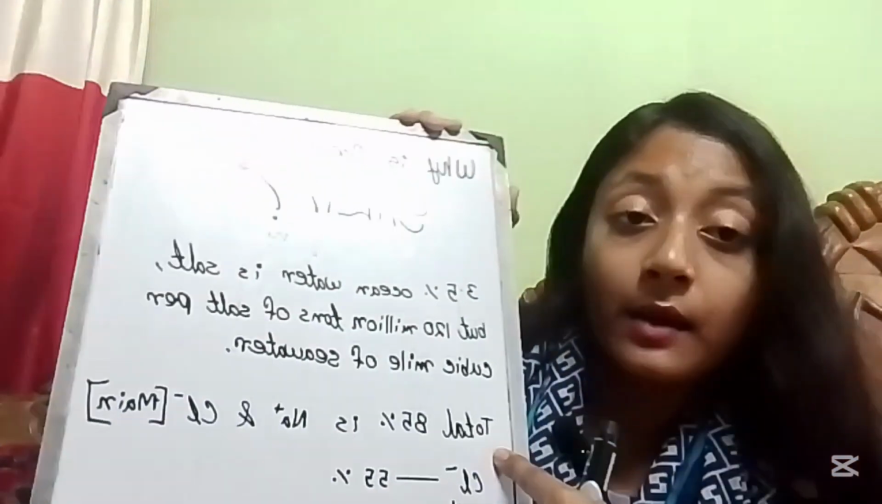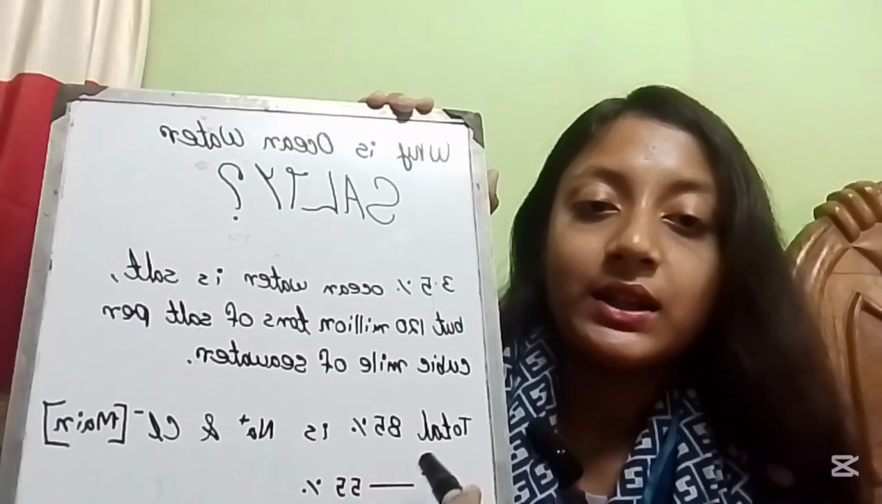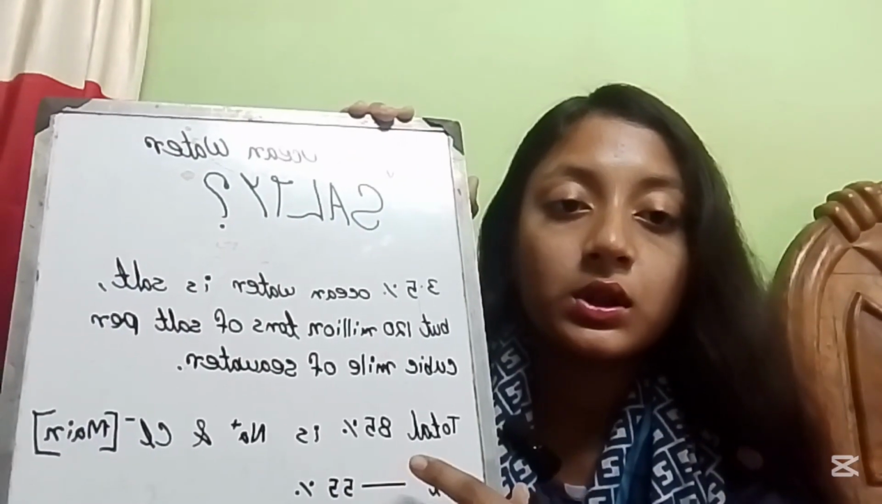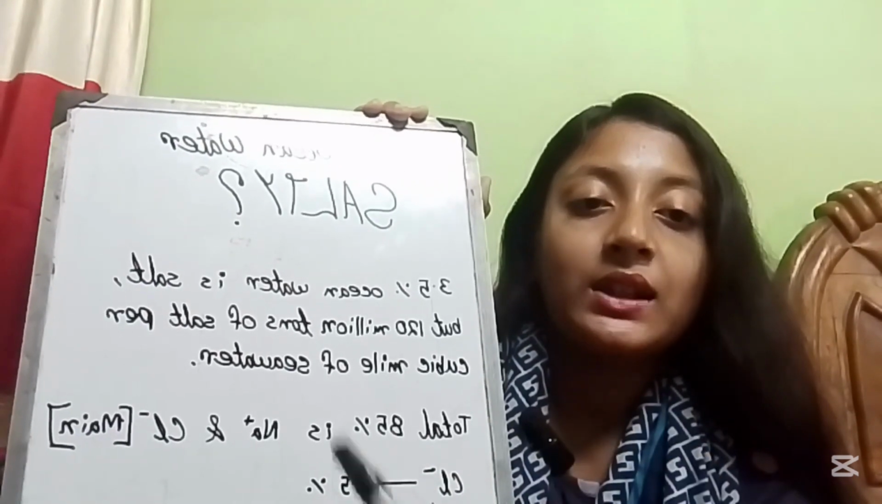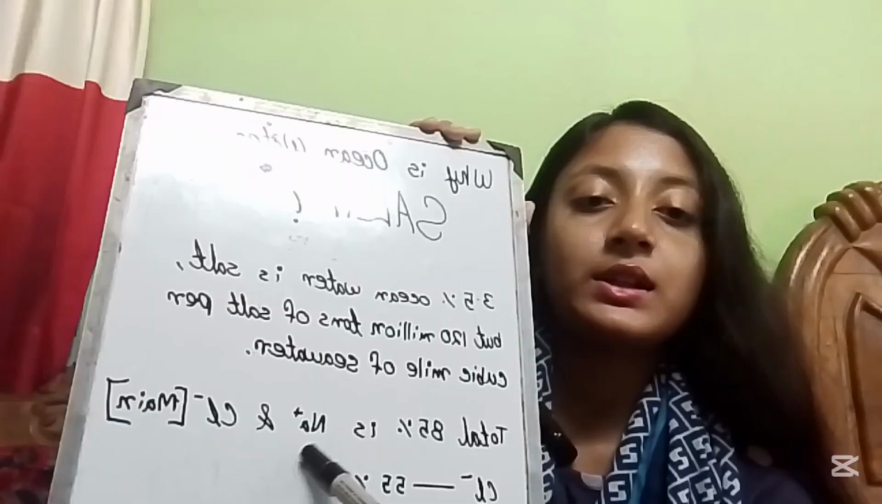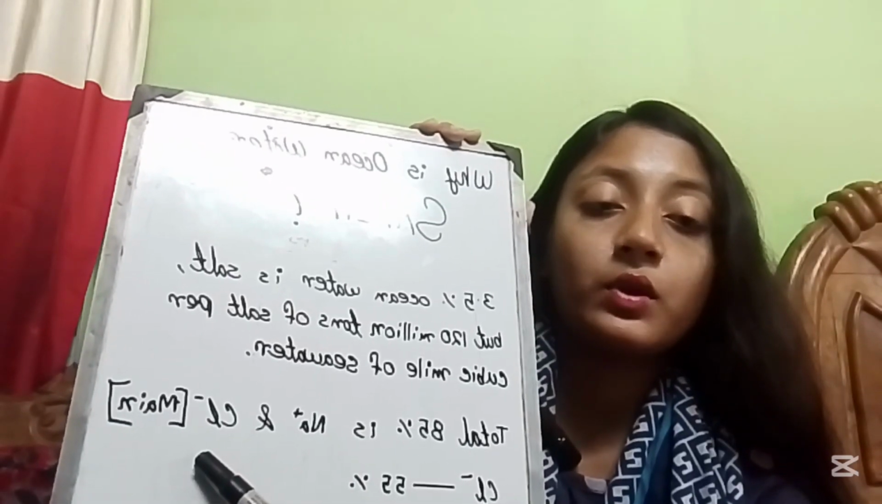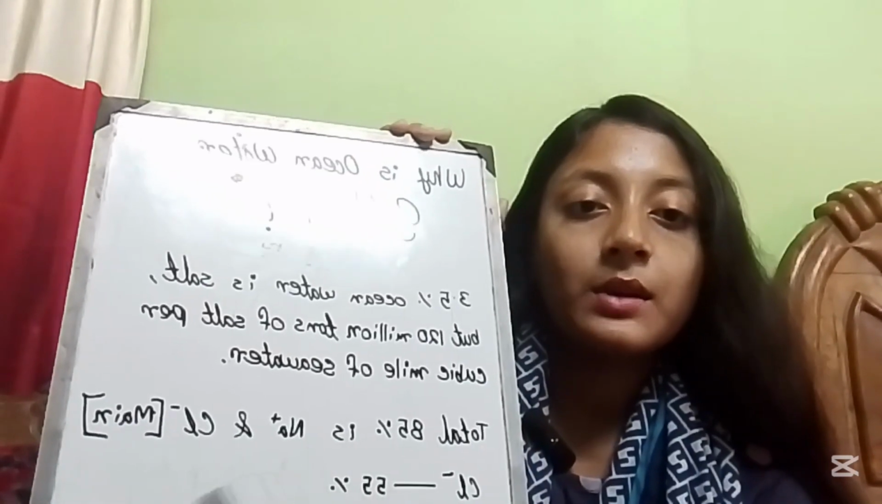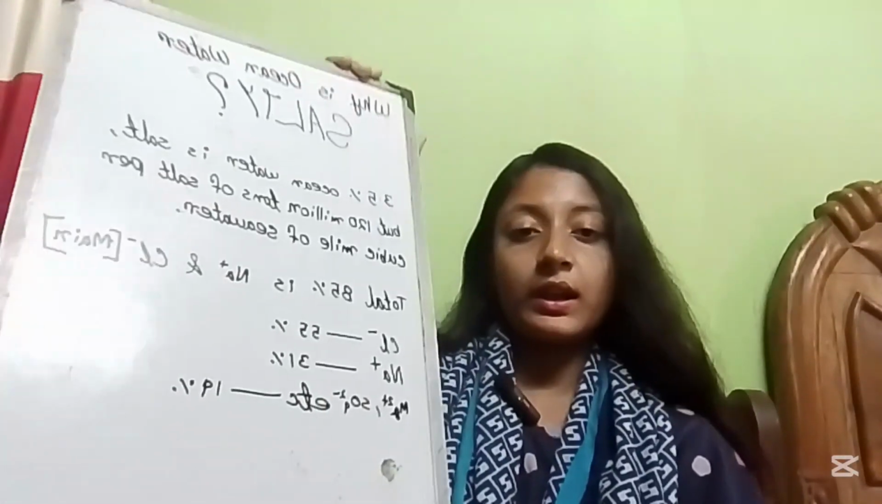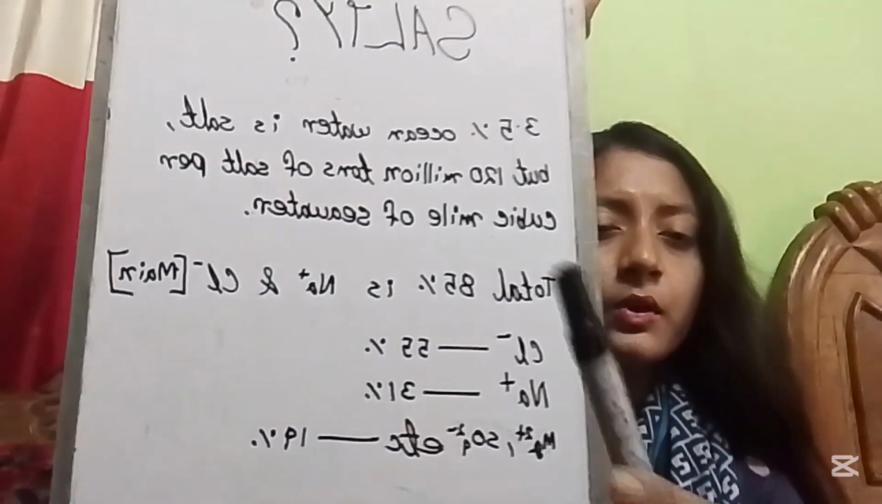And I have mentioned that in total about 85% of the ocean salt is sodium, Na plus, and chlorine, Cl minus. Yeah, sodium and chloride. There it is. But here is a breakdown. Maybe you can see this.